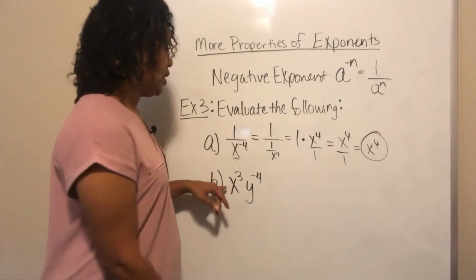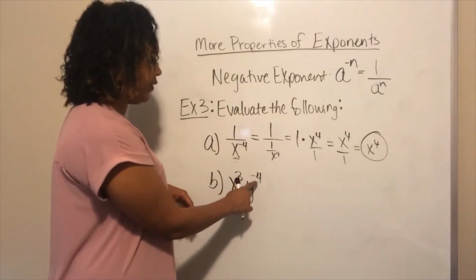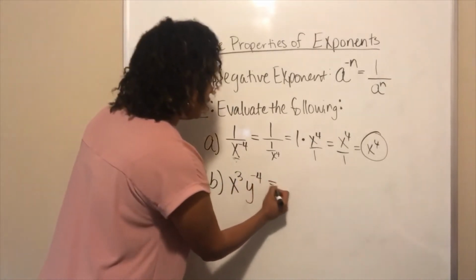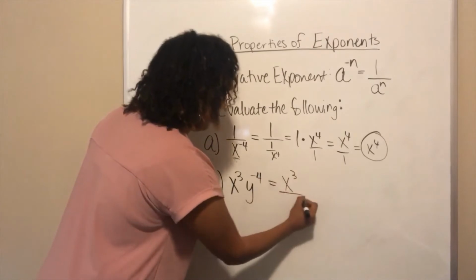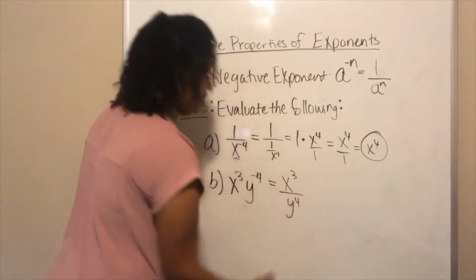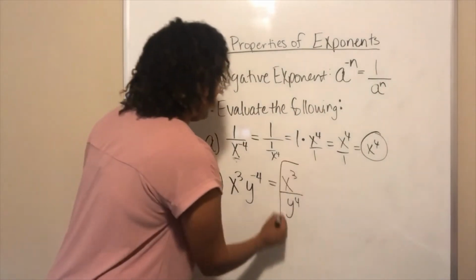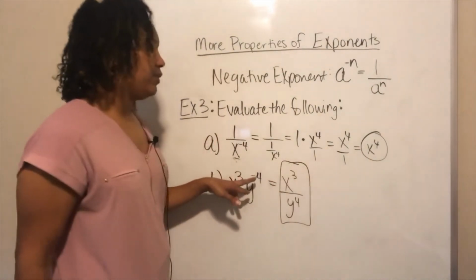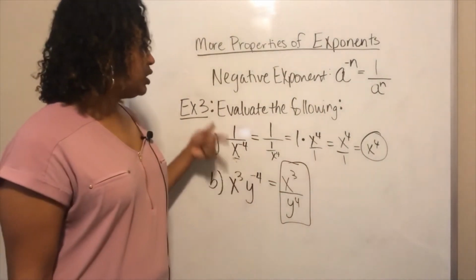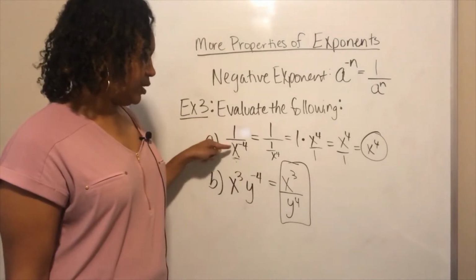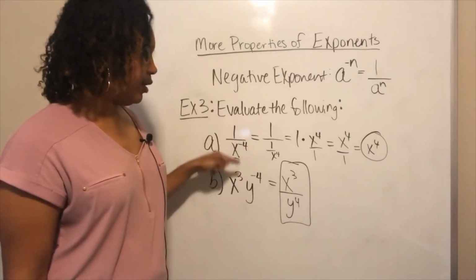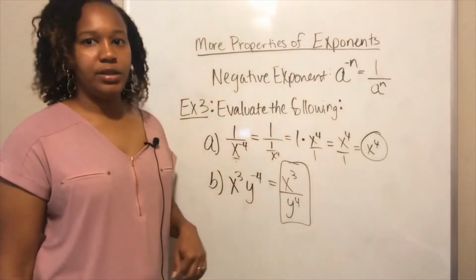For part B, the only thing being raised to a negative exponent is the y. So we only put the y in the bottom and make the exponent positive. And there's nothing left to do there. So that will be your final answer. So basically, whenever you have a negative exponent, you just move it to the opposite. So if it was in the denominator, you put it in the numerator. If it was in the numerator, you put it in the denominator.